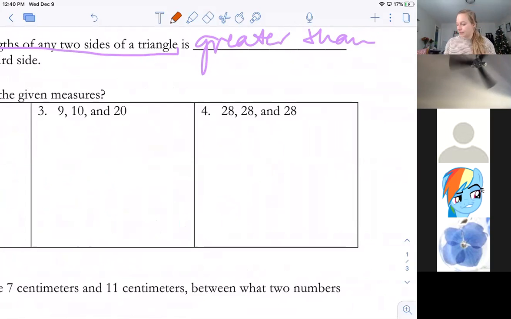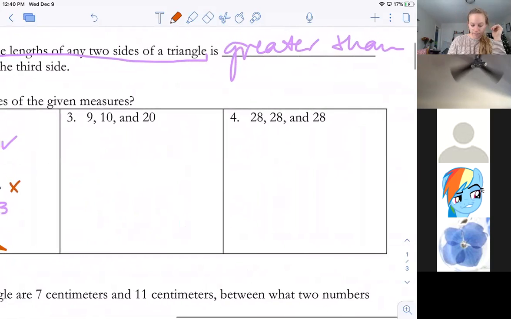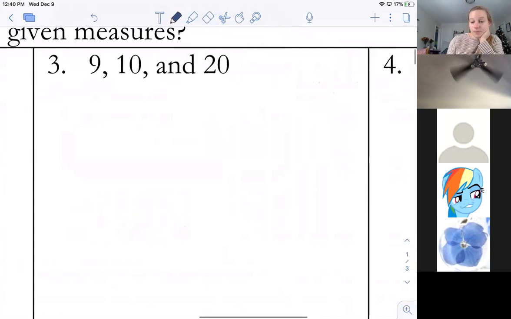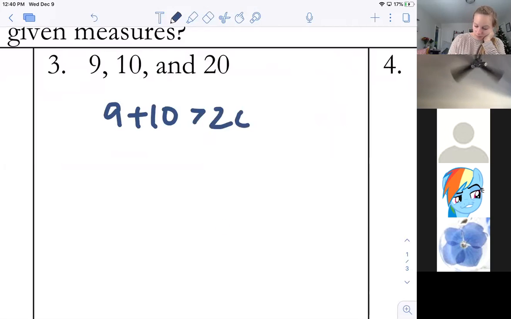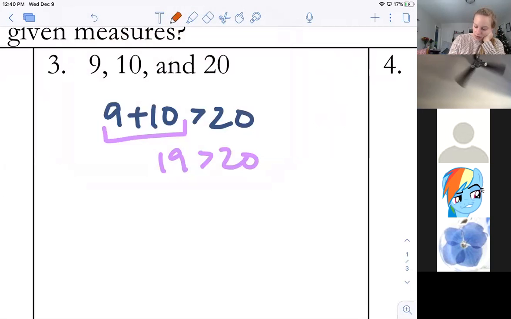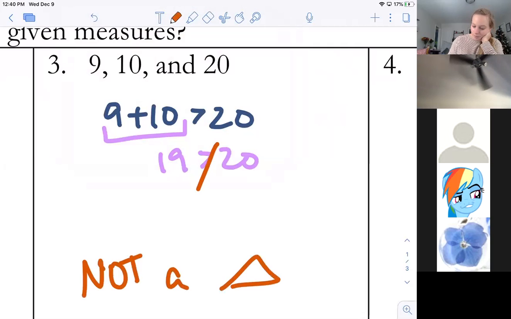All right, let's look at number 3. Who can help me on number 3? I can. All right, help me out, Ava. So right away I can see that 10 plus 9 is not greater than 20. So that would be no. Good. 10 plus 9 is 19, and 19 is not greater than 20. So you don't have to do anything else. That's not a triangle. Very good.